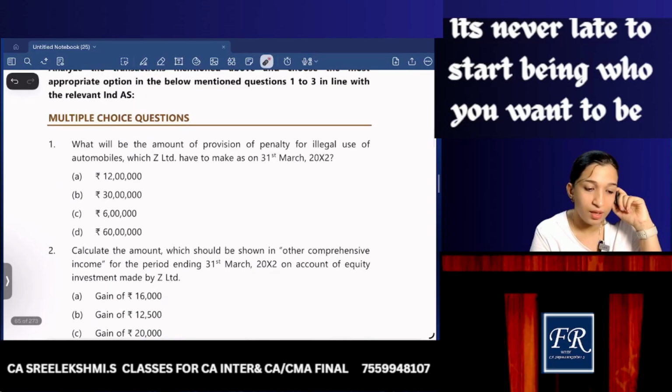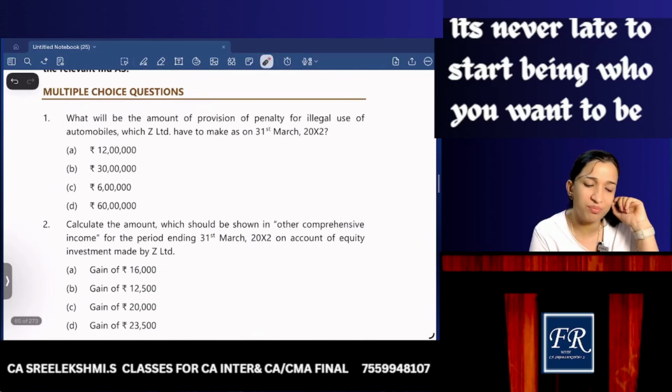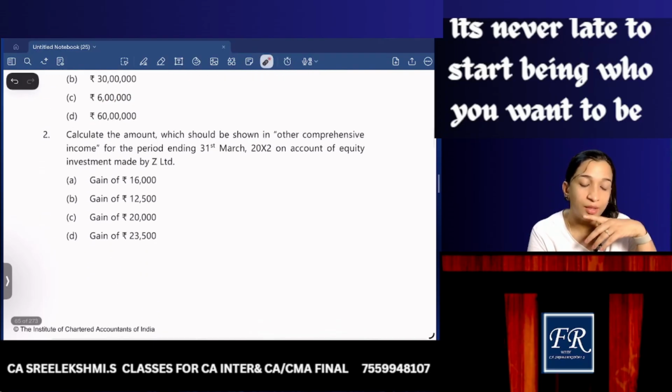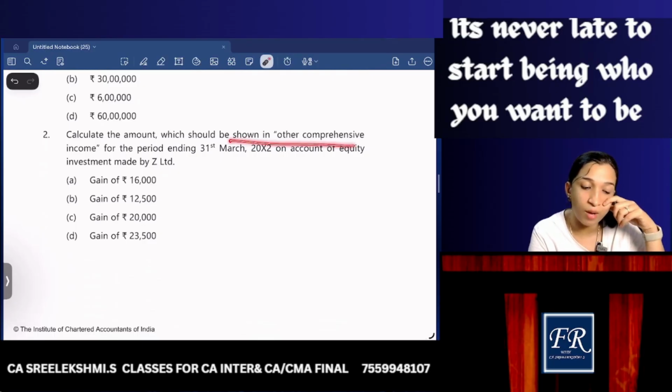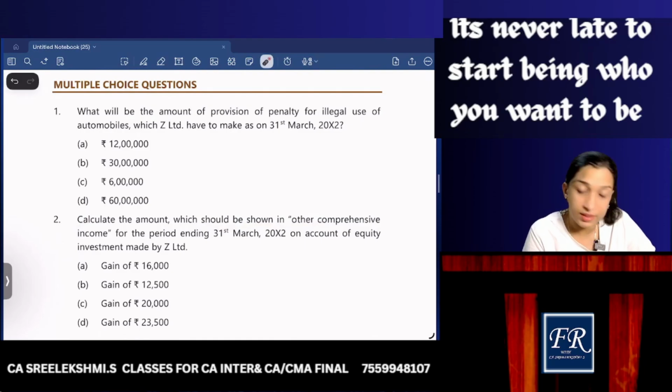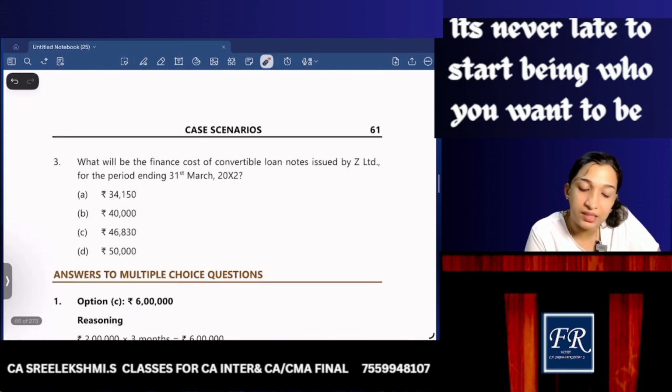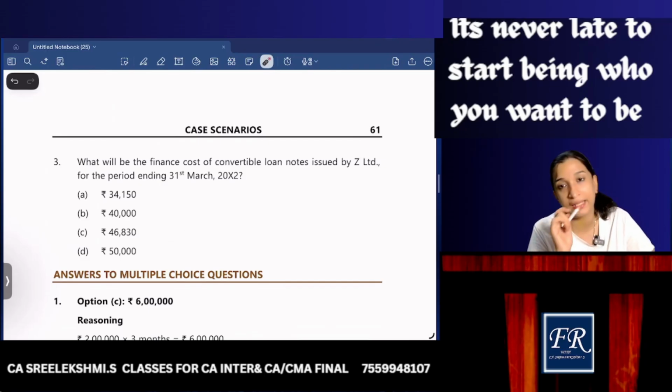What will be the amount of provision? Provision is 3 months into 2 lakhs, 6 lakhs. Very basic question. Calculate the amount which should have been shown in other comprehensive income for equity. I think that is related to the next case. What will be the finance cost of convertible loan notes issued by Z Limited for the period ending 31st March 12?